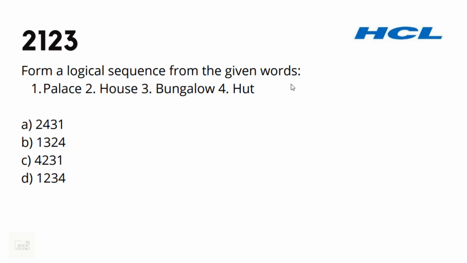Form a logical sequence from the given words. These words should be placed in such an order that we can form a logical sequence. We can see that there are palace, house, bungalow and hut. It means that it should go size wise. The smallest one is hut, then house, then bungalow and then a palace, or it should be 1, 3, 2, 4. So 4, 2, 3, 1 is there, and 1, 3, 2, 4 is also there, but which forms a logical sequence?